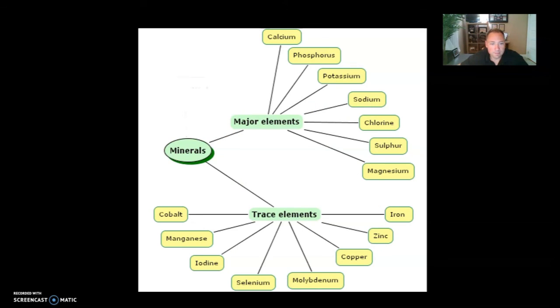And then the elements, minerals, you'll have different types. You'll have either macro minerals or micro or trace elements, and calcium, phosphorus, potassium, sodium. These would all be found on a periodic table, and you need these in small amounts for body processes.